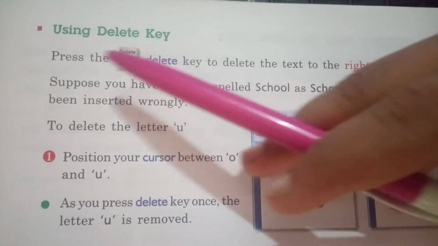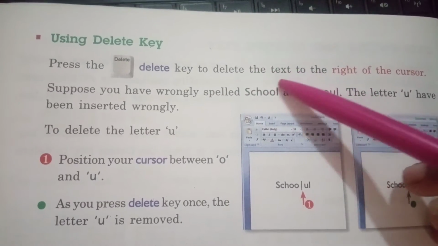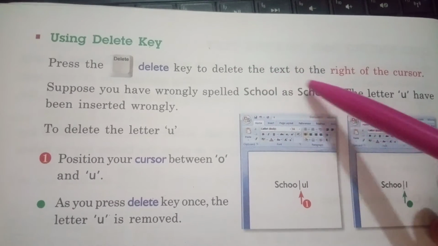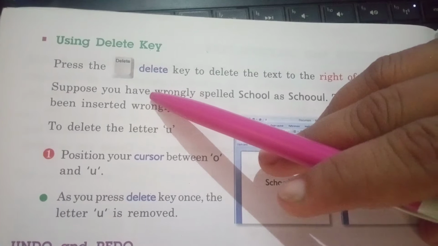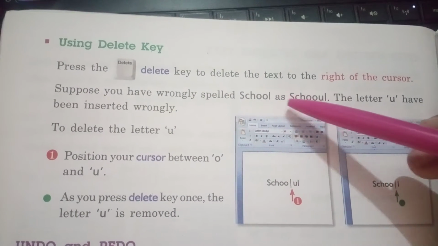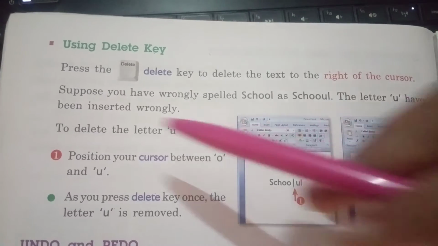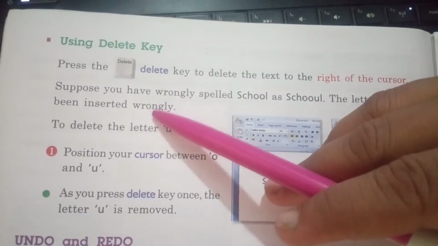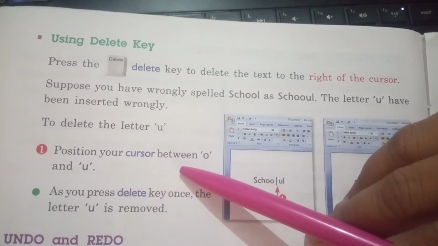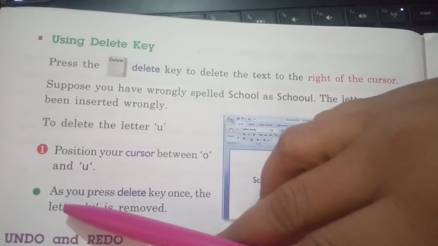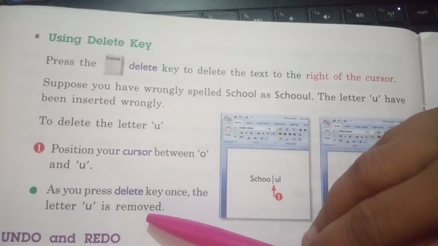Using the delete key, press the delete key to delete the text to the right of the cursor. Suppose you have wrongly spelled school as "schuool". The letter U has been inserted wrongly. To delete the letter U, reposition your cursor between O and U. As you press the delete key once, the letter U is removed.